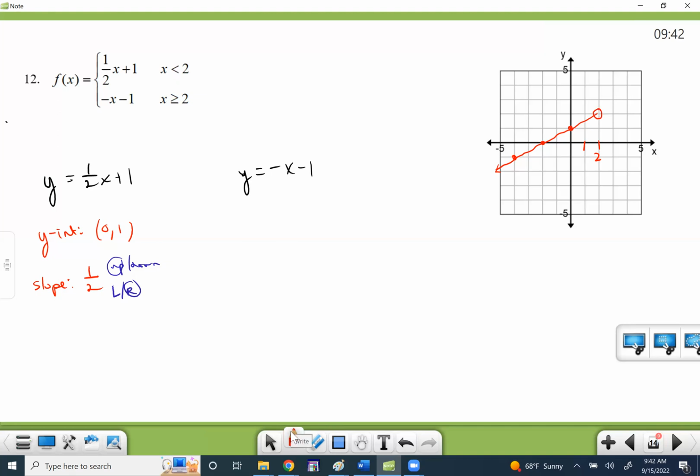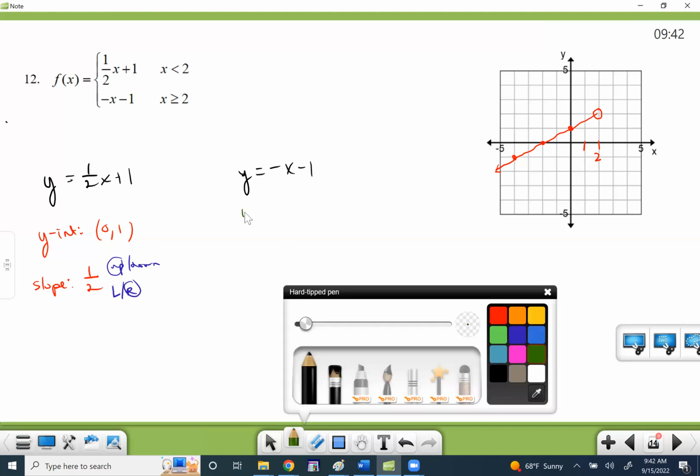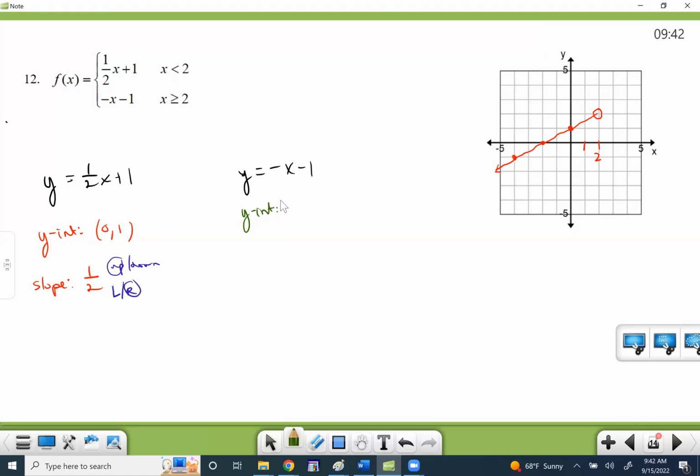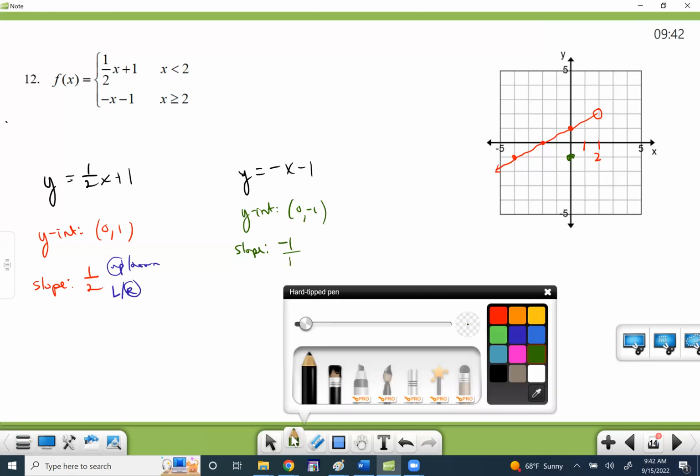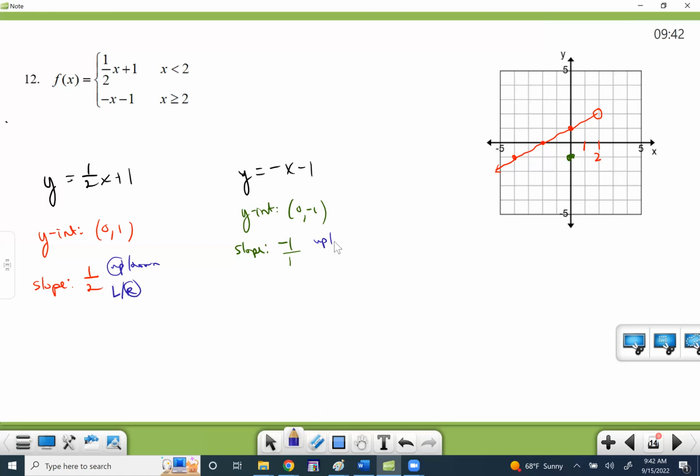All right, now we're going to graph this other piece, right? So our y-intercept is always the last number. So it'll be 0, -1. It'll be the b. So I'm going to put a dot on our graph. And then the slope is going to be the -1 that's in front. Now remember to always put it over 1 if it's not a fraction already, right? And so we have to figure out if we're going to be going up or down or left or right. Since it's negative, we'll go down. Since it's positive, we'll go right. So we're going to go down 1, right 1, down 1, right 1.